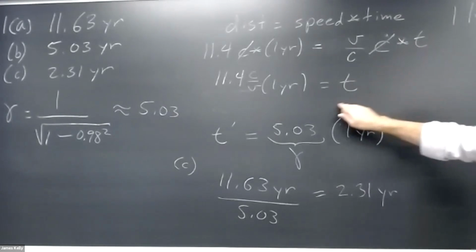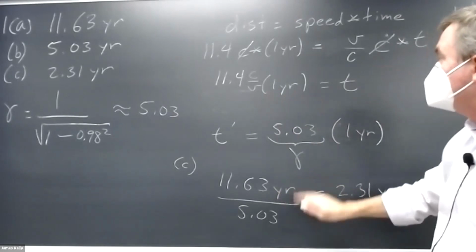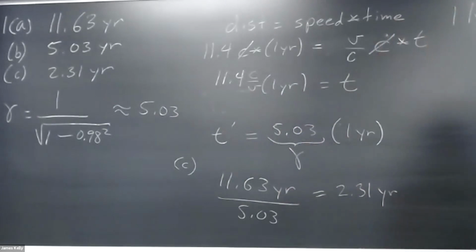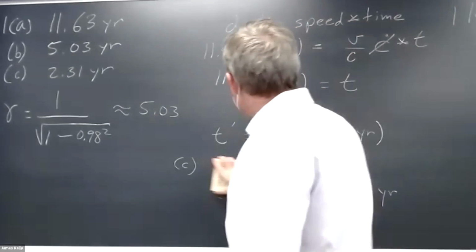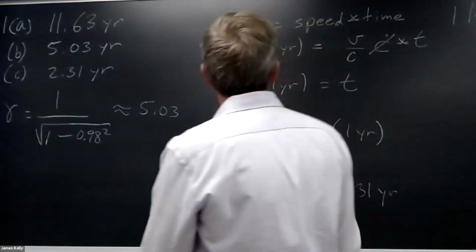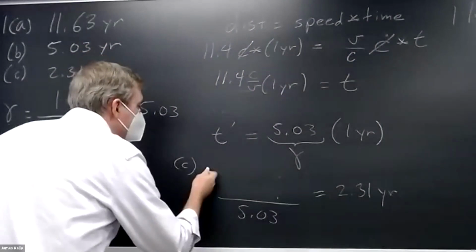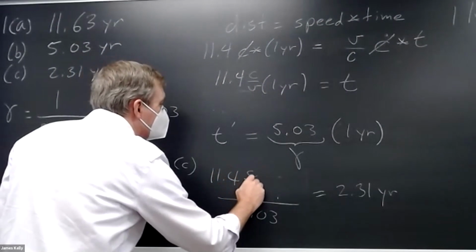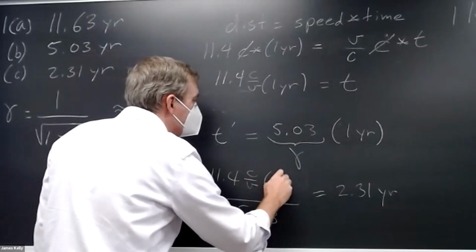So the 11.63 years was the result of this. Now it's going to be something different. We don't know that that 11.63 is valid anymore, so I'm going to replace that 11.63 with the result that we have here: 11.4 times c over v times 1 year.